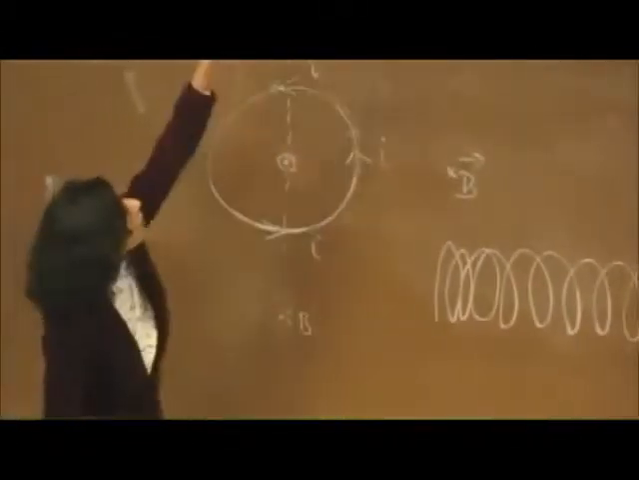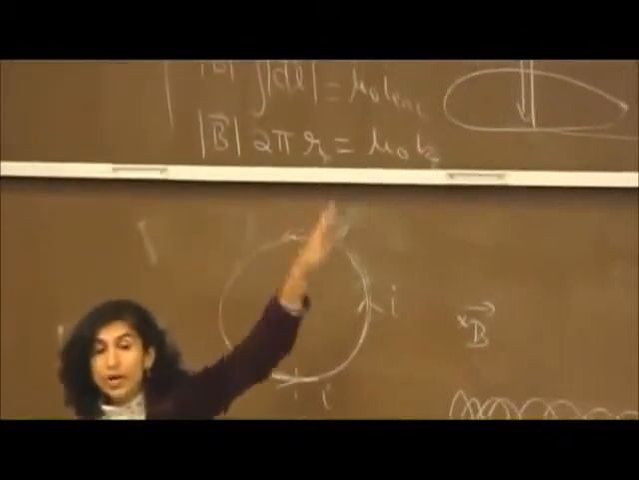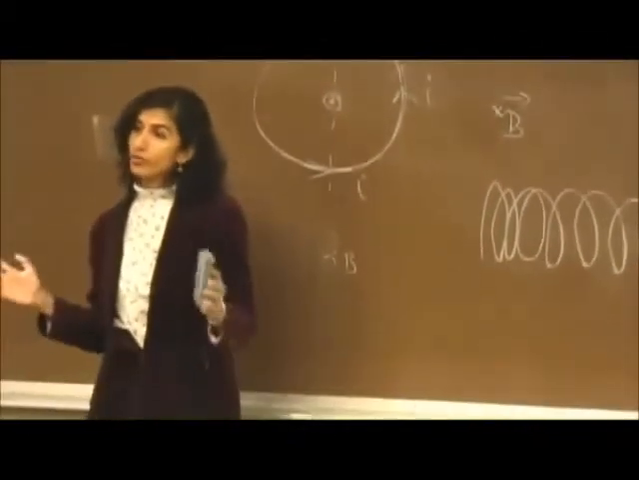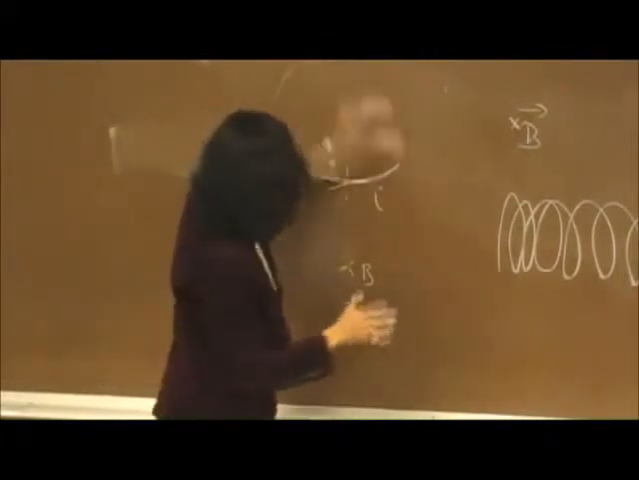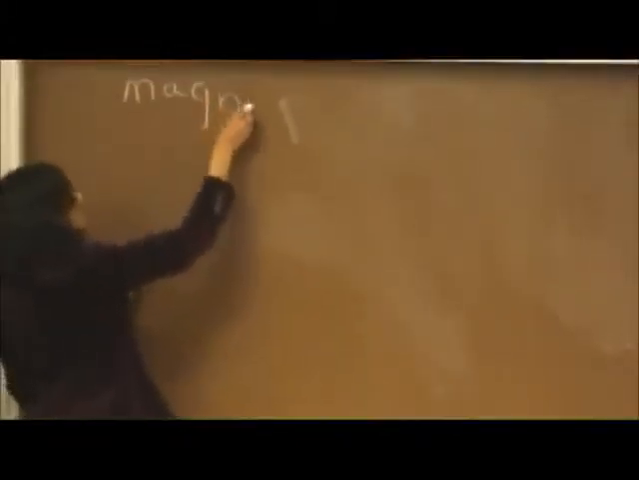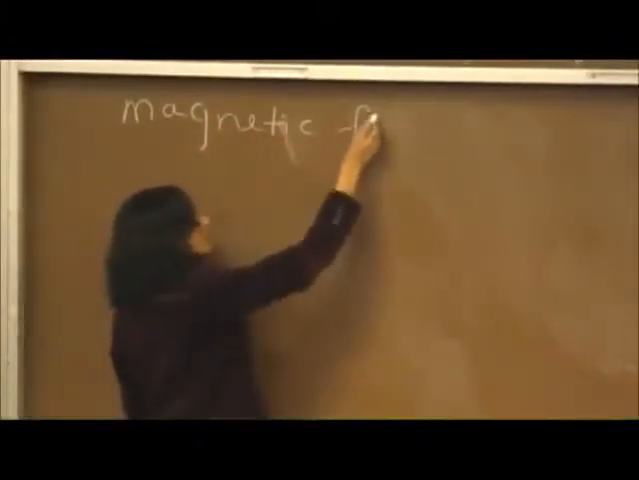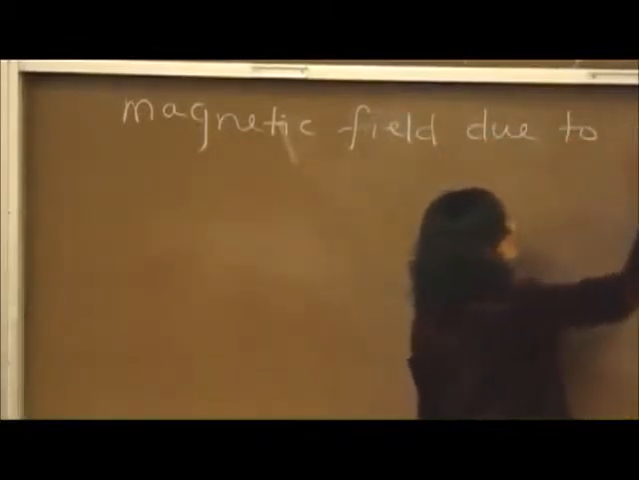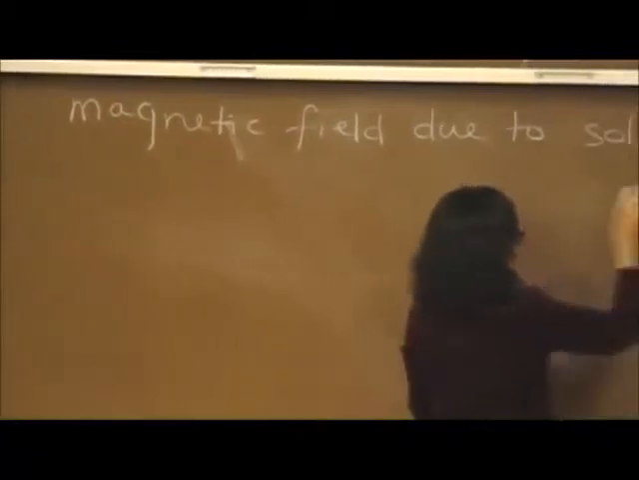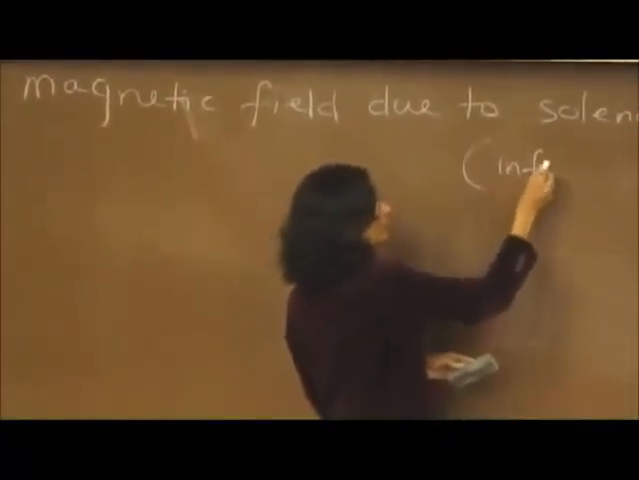Now I am going to consider an infinitely long solenoid because I want to be able to use Ampere's law now to find the magnitude of magnetic field, not the direction. Direction we have already figured out, nailed it. So let's do the magnitude. And this is like infinitely long.